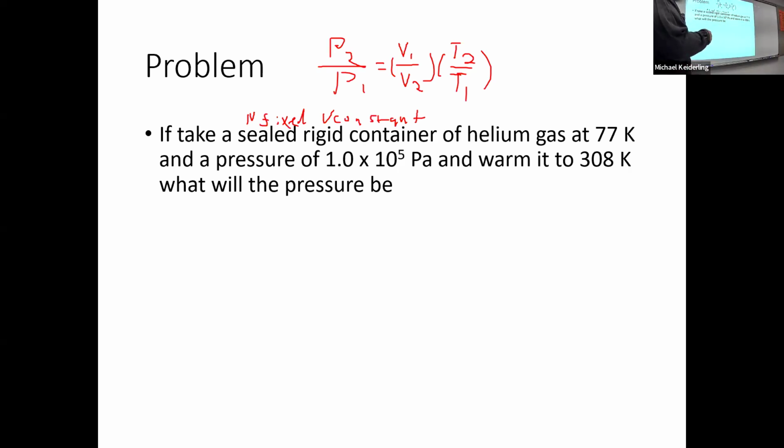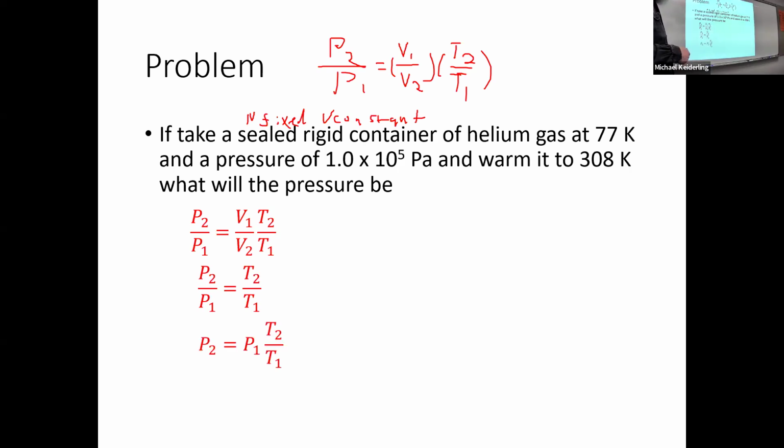So sealed tells me N is fixed. Rigid tells me volume is constant. P2 over P1 equals V1 over V2 times T2 over T1. But volume is constant, so that term is going to go away. V1 over V2 is a constant because volume doesn't change. So P2 over P1 equals T2 over T1. So P2 equals P1 times T2 over T1. So 1 times 10 to the 5th pascals times 308 Kelvin over 77 Kelvin, which is 4 times 10 to the 5th pascals.